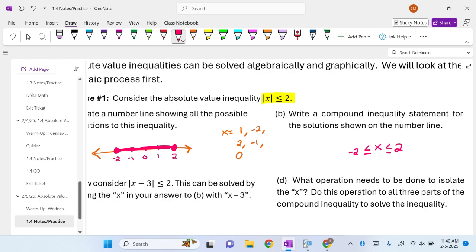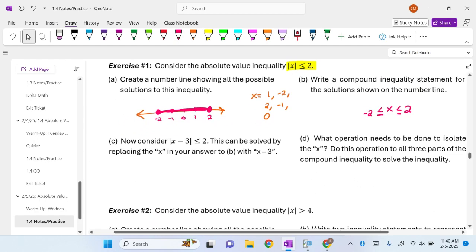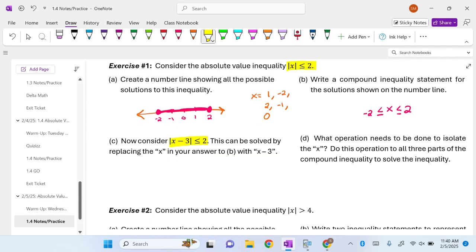So what we're going to do now is solve this inequality using pretty much the same process. We're going to take the x in this compound inequality and plug in the x minus 3 in place of x and then solve for x. So in other words, we have negative 2 is less than or equal to x minus 3 is less than or equal to 2.